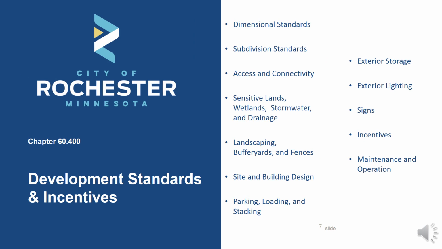Included in this installment are dimensional and subdivision standards, requirements for access and connectivity, provisions for stormwater and drainage, landscaping and buffer yard requirements, site and building design, parking, storage, and lighting requirements, sign standards, incentive opportunities, and the expectations for maintenance and operation. I will now highlight some of the key enhancements and new standards that you will see in the second installment of the Unified Development Code.